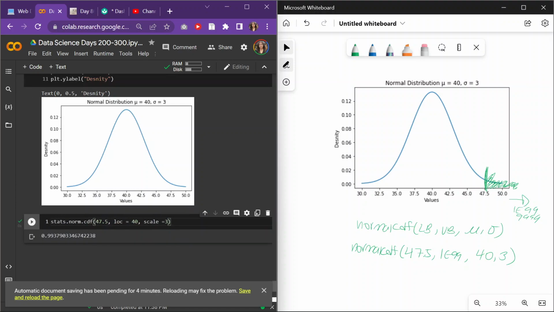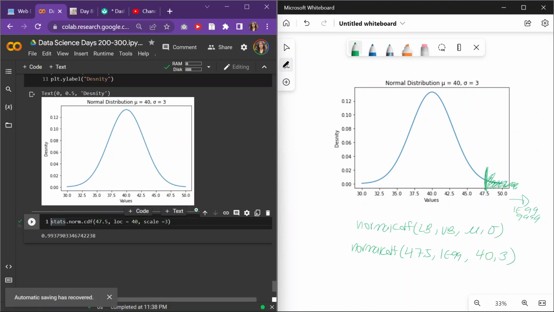The only thing is that you have to know that a CDF function only calculates the probability of anything left of whatever number you put in. So because of that, you're going to have to do 1 minus whatever answer you get. So in this case, you're going to have to do 1 minus stats.norm.cdf, whatever.